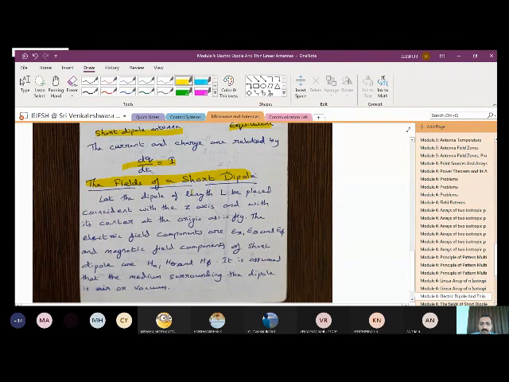So let the dipole of length L be placed on the z axis, with its center at the origin.